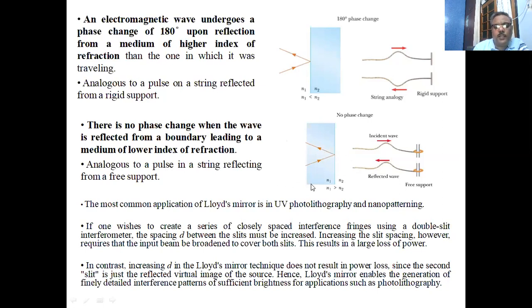So there will be no change in the phase. And the most common application of the Lloyd mirror is in UV photolithography and nano patterning.